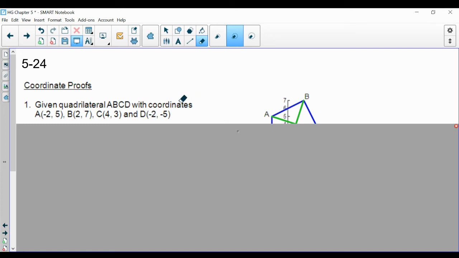And today, we're going to continue with quadrilaterals. And we're going to start on 5-24. So we've done coordinate proofs before. Okay. And so we're going to just kind of touch base on them again this time with quadrilaterals. So it says here, given quadrilateral ABCD with coordinates -2, 5, 2, 7, 4, 3, and -2, -5.